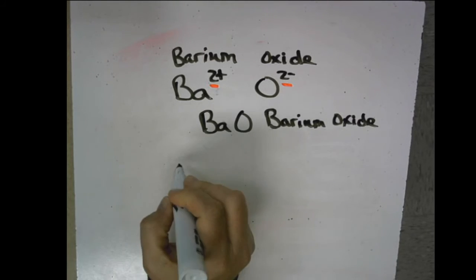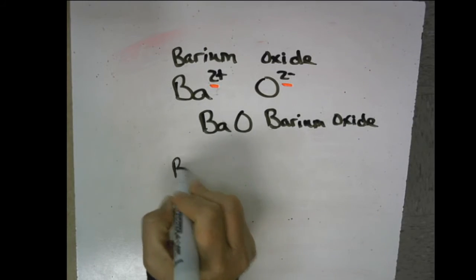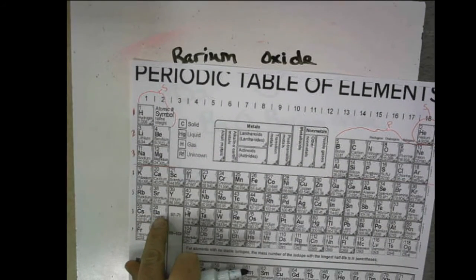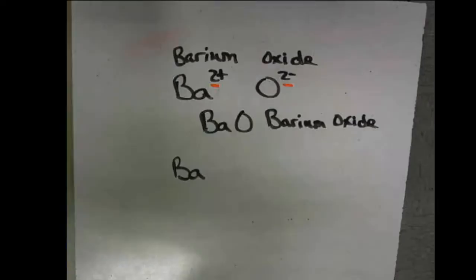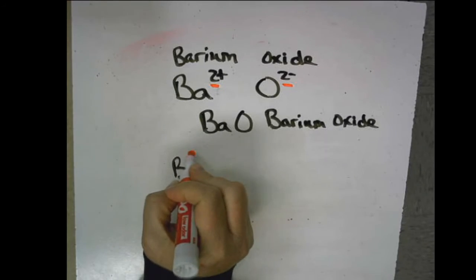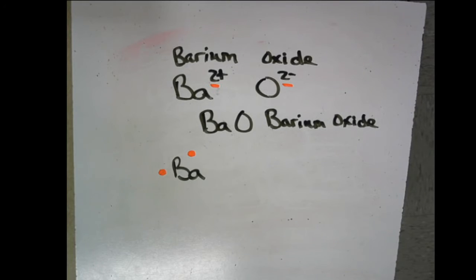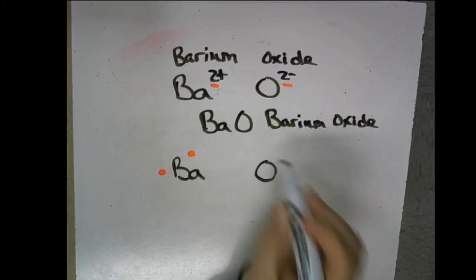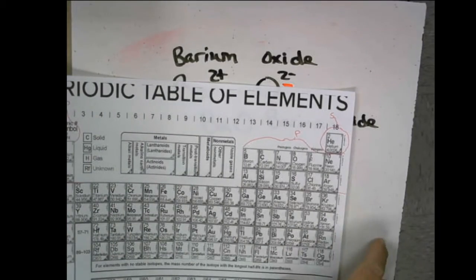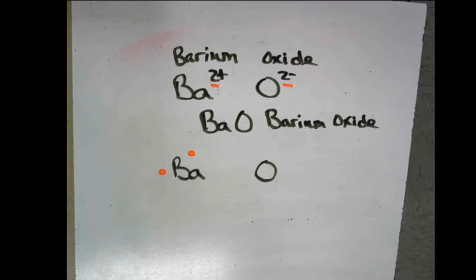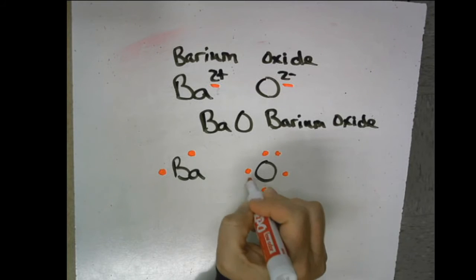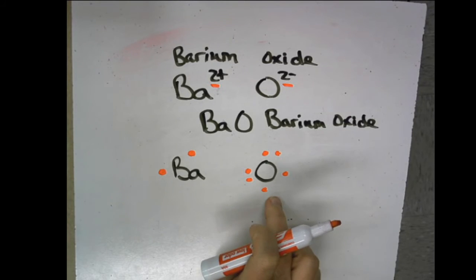All right, so if I have barium and oxygen, the first step I'm going to do is my valence electrons, okay? And again, barium is here, it is in group 2, so it has 2 valence electrons. So I will place them, 1 and 2, okay? And then I have oxygen, and oxygen is in group 16, so it has 6 valence electrons, so I'll place those. Okay, 1, 2, 3, 4, 5, and 6. And notice there's 2 here.